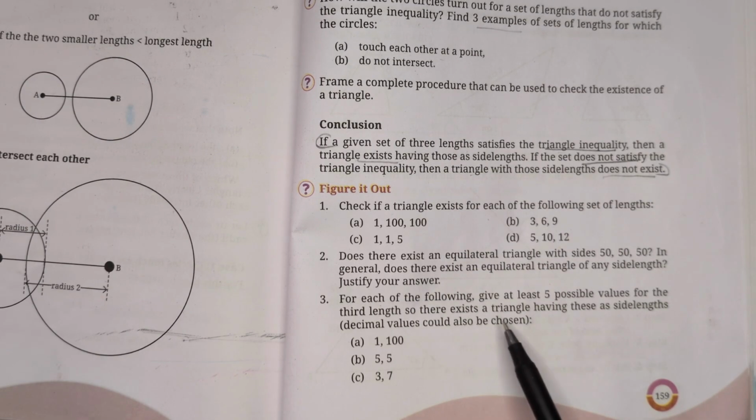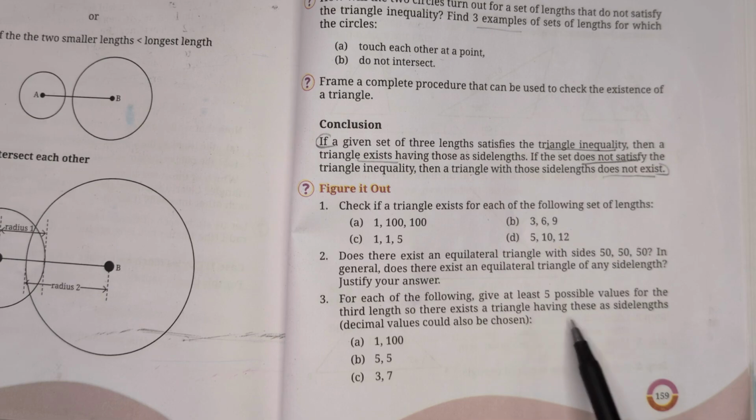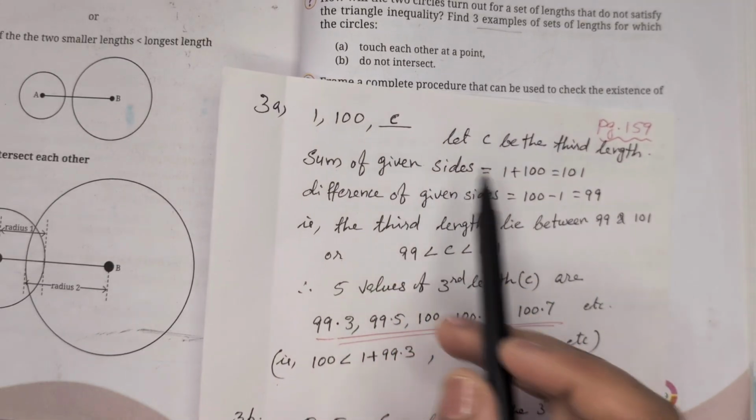Third question, for each of the following, give at least 5 possible values for the third length. So there exists a triangle having these side lengths. Here we can take decimal values. Here 2 measurements are given. We have to find the third one. For that, the third measurement lies between the sum of these two and the difference of these two given measurements. So we can take that as C as the third measurement.